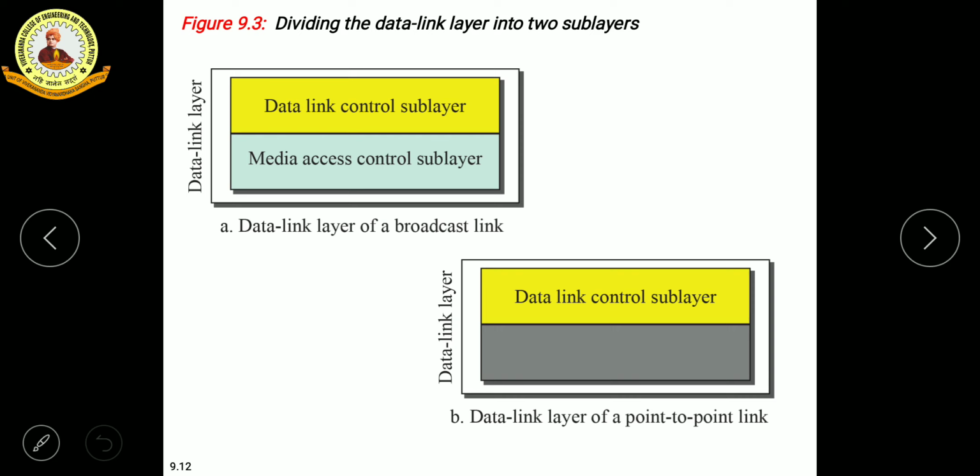The data link control sublayer deals with all common issues to both point-to-point and broadcast links. The media access control sublayer deals only with specific issues to broadcast links. In other words, we separate these two types of links at the data link layer. It is shown in this figure. We will discuss DLC and MAC sublayers in this module. We have already discussed this in another video. So this is the division of the data link layer into two sublayers: the data link control sublayer and the media access control sublayer.